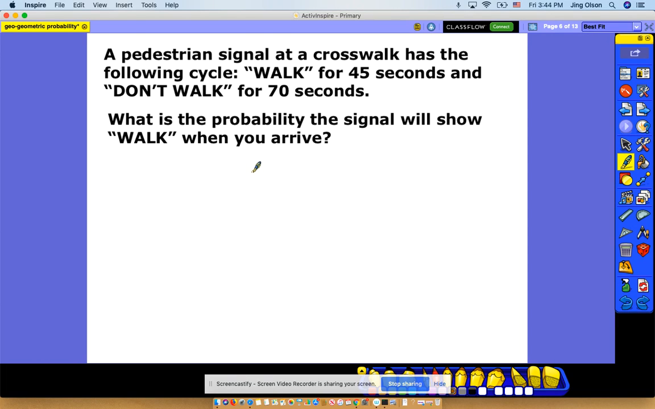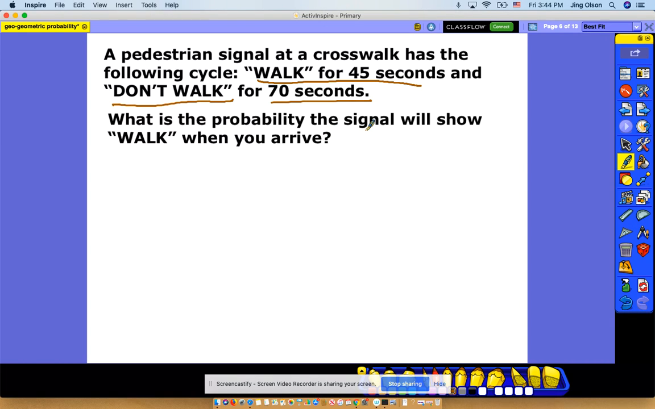Okay, so this one, there's a signal for the people who walk on the street here. Walk is 45 seconds. Don't walk is 70 seconds. When you go to the big cities, at the intersection of two roads, the green sign for walking lasts for 45 seconds. The don't walk lasts for 70 seconds. Okay, so what is the probability the signal will show walk when you arrive?